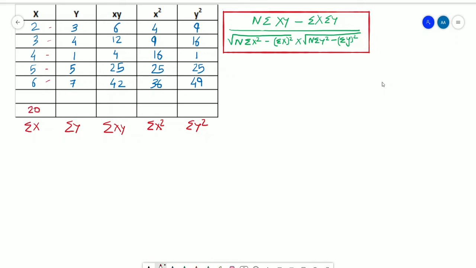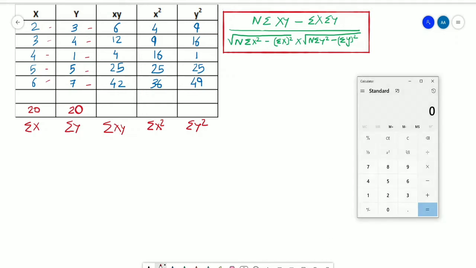Next, for y, again 3 plus 4 plus 1 plus 5 plus 7. It will again give 4 plus 3 is 7, 7 and 7 is 14, 14 and 6 is 20. It will again give a total of 20. Then for x and y, now here we'll need a calculator. So open up your calculators and start adding up the values. 6 plus 12 plus 4 plus 25 plus 42 gives us 89.